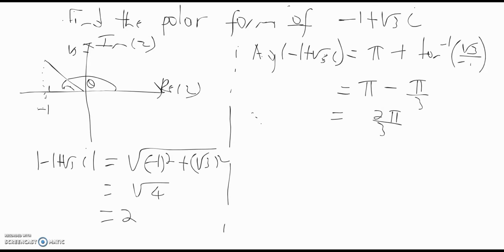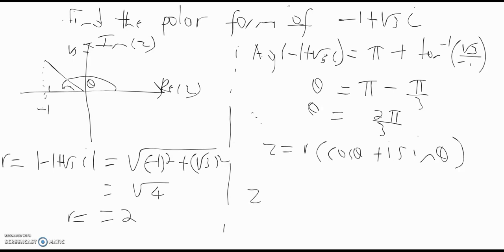Now, my polar form is z equals r into cos theta plus i sine theta. Bear in mind the argument, we call it theta, and the modulus we refer to as r. So r is equal to 2. I'm going to have z equal to 2, open bracket, cos 2 pi over 3 plus i sine 2 pi over 3. So that is my polar form. And if I want my polar coordinates, it's just r and theta.